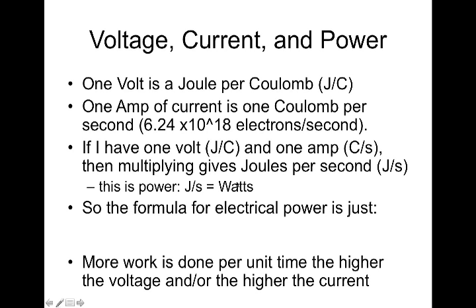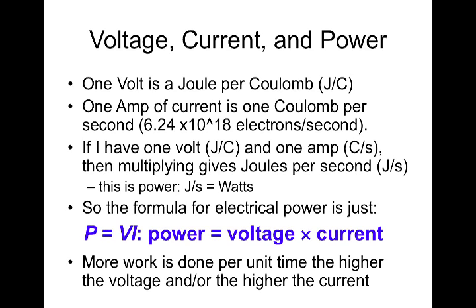So how many joules per second is watts? And you've probably heard of watts, light bulbs and microwave ovens and hair dryers are always given in watts. It's a 60-watt bulb, a 1500-watt hair dryer, anything like that. So the formula for electric power, if you remember from the second slide in this video, from Ohm's law, power is voltage times current.